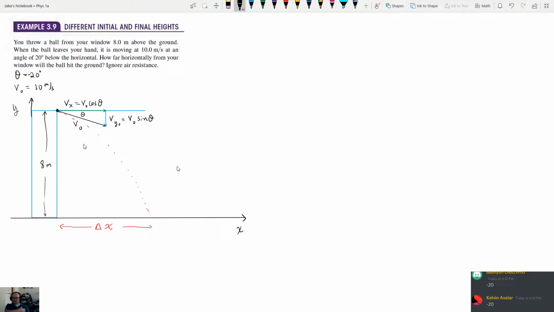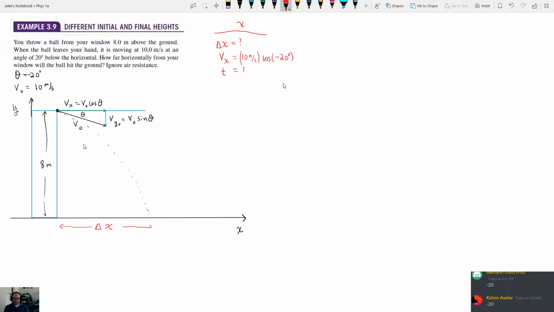All right. Now our goal is to find delta x. Let's see if we have enough information to just look at the x direction. In our x direction, there are three variables that we care about: delta x, Vx, and t. We do not know what delta x is. We do not know the time that it takes for the ball to get to the ground, but we do know what Vx is. Vx is going to be equal to V initial cosine theta. Plugging in numbers, that's going to be 10 meters per second times the cosine of negative 20.